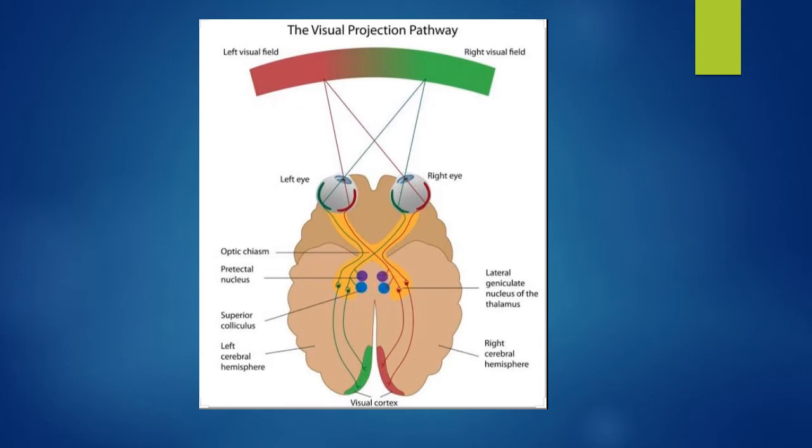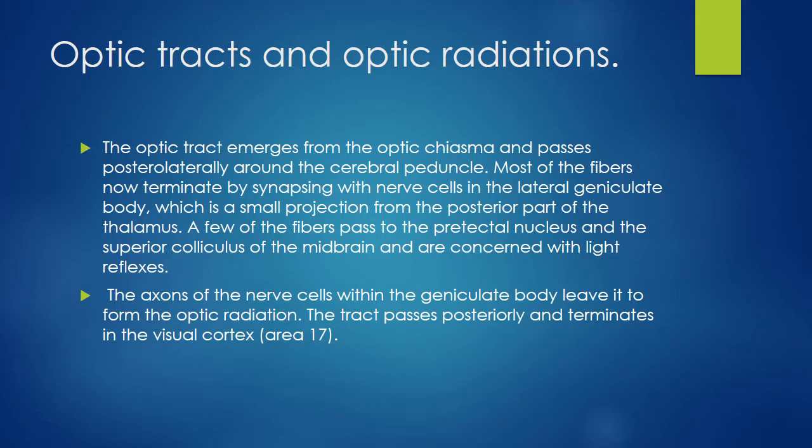and pretectal nucleus. These are nuclei in the midbrain which are concerned with visual reflexes, and we will study them in neuroanatomy inshallah. Then axons of the nerve cells within the lateral geniculate body leave it to form the optic radiation. The optic radiation passes posteriorly and terminates in the visual cortex, which is present in the occipital lobe of the brain.